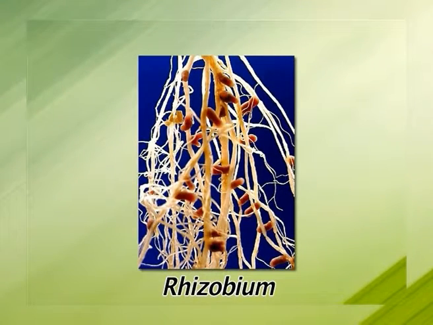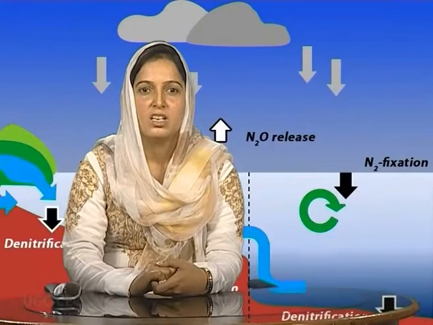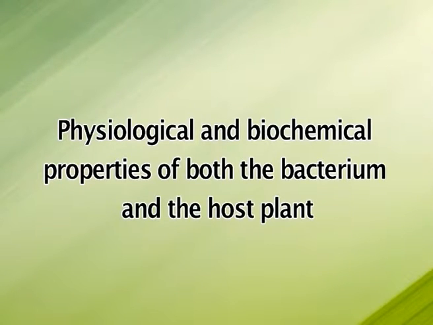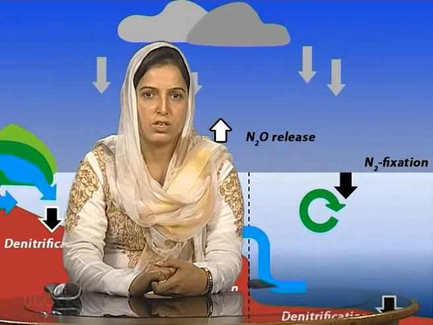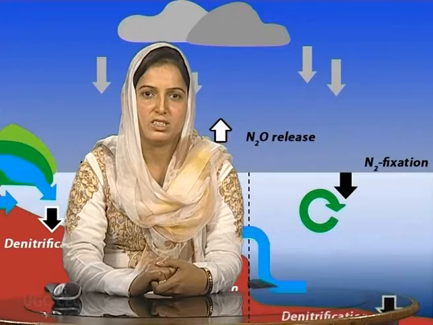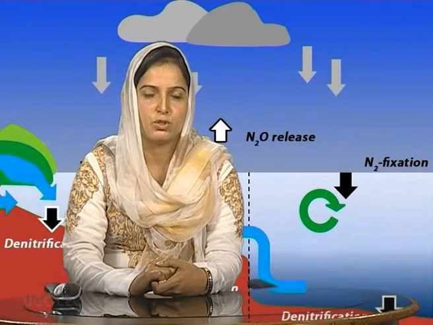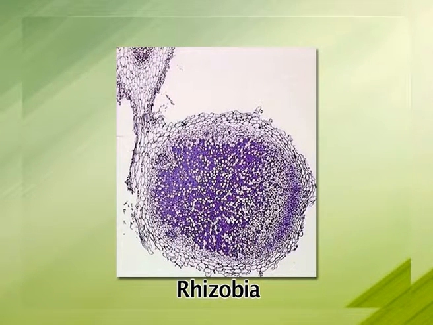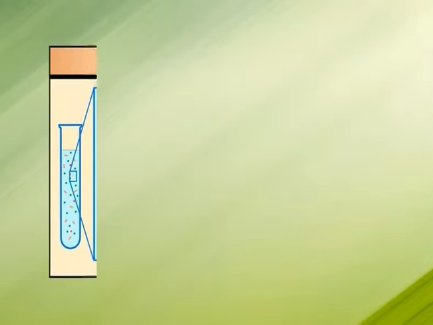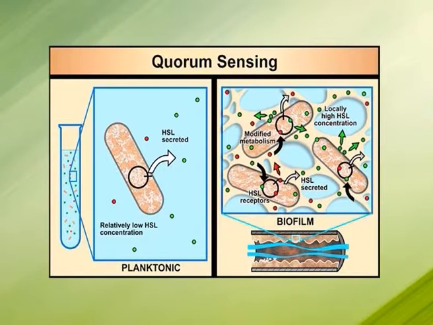The establishment of legume rhizobium symbiosis is a complex process involving physiological and biochemical properties of both the bacterium and the host plant. The development of symbiosis requires a coordinated expression of a number of plant and bacterial genes. Formation of visible nodules on root hairs is preceded by mutual recognition of a plant host and rhizobium species. Development of symbiosis involves intricate signaling network in which quorum sensing has been implicated as a key player.